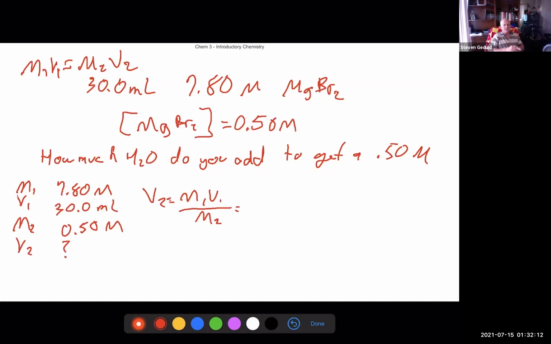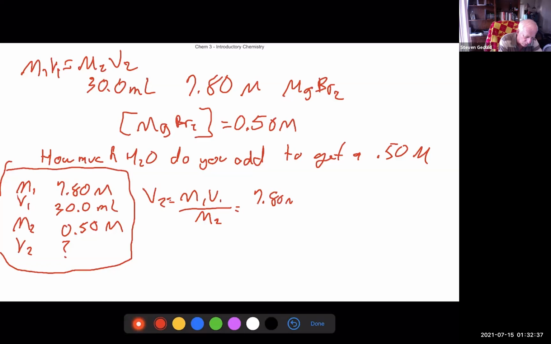That's the toughest part, is setting it up. Everybody can do the math, I know that. But if you set up this little table here on the side, sometimes it looks kind of silly because you can see the numbers on top, but if you set up that little table, you're not going to make a mistake. You look at your numbers and just plug the numbers in. So V2 equals M1, 7.8 molar, volume 1, 30 milliliters, and M2 is 0.50 molarity.